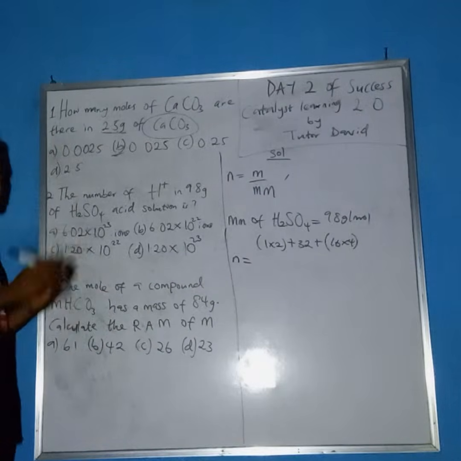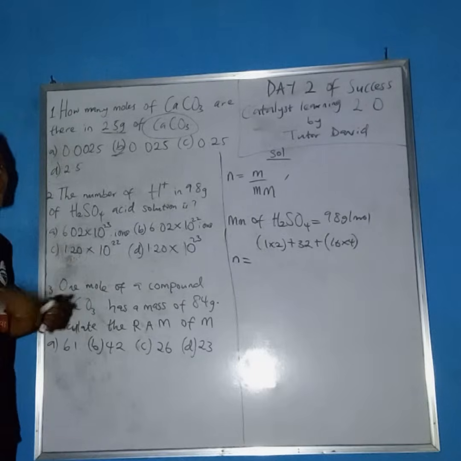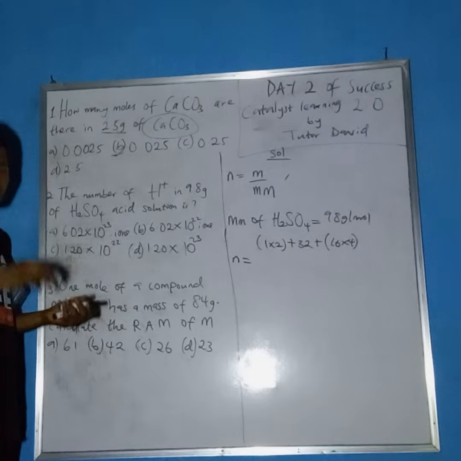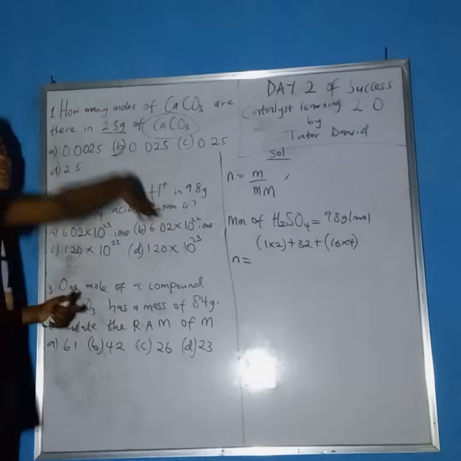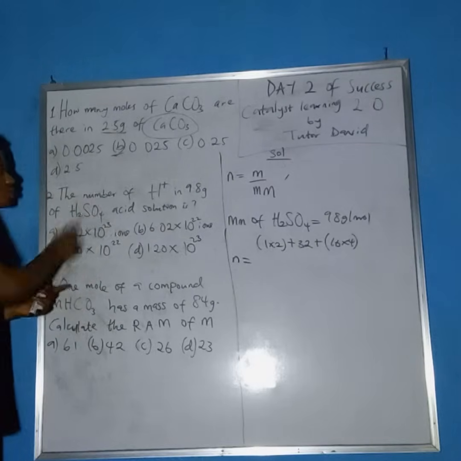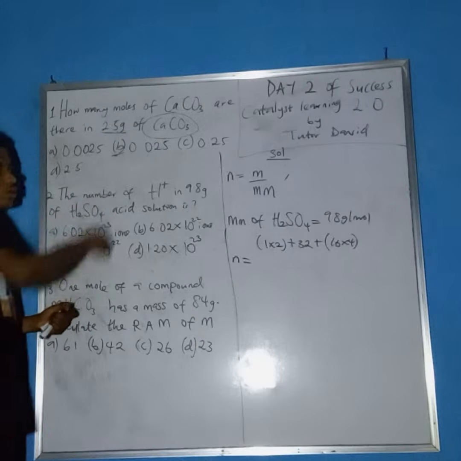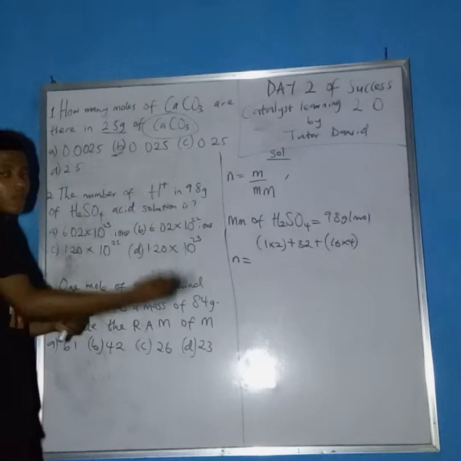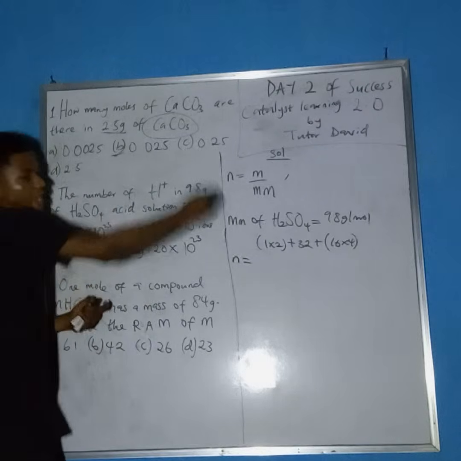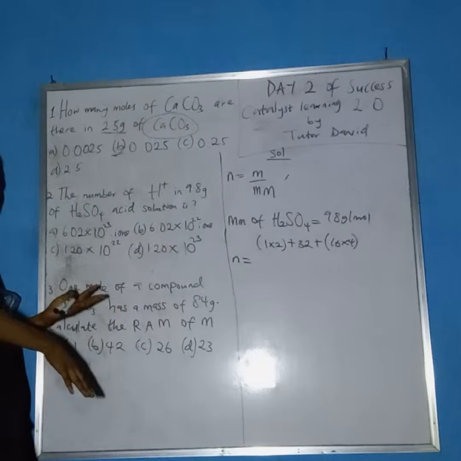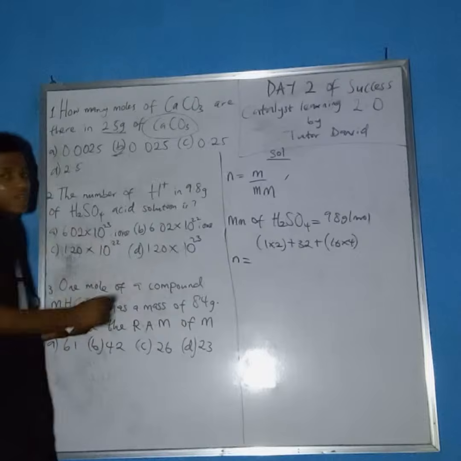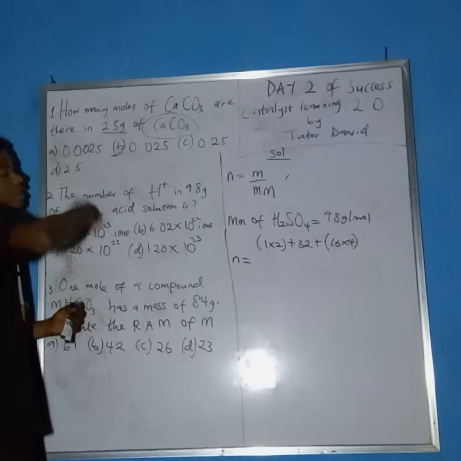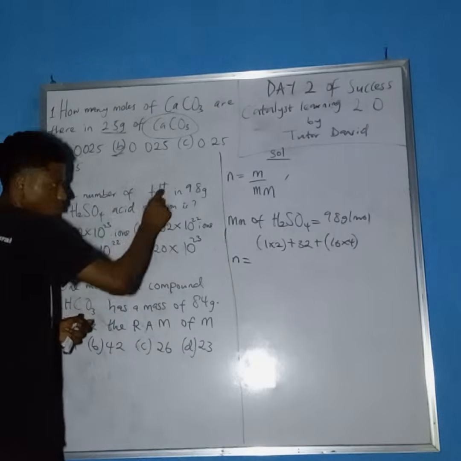I know you might ask, why am I finding the number of moles? Because according to Avogadro, 1 mole of any element, substance, compound, or anything contains 6.022 times 10 to the power 23 atoms, entities, particles, whatever you want to use. But in this question, they are asking for the number of hydrogen ions, and what we are given is mass, not moles. So we have to convert to moles first before we can know that 1 mole of hydrogen ion contains this. If we use 9.8 grams directly, it will be wrong because it's in mass.